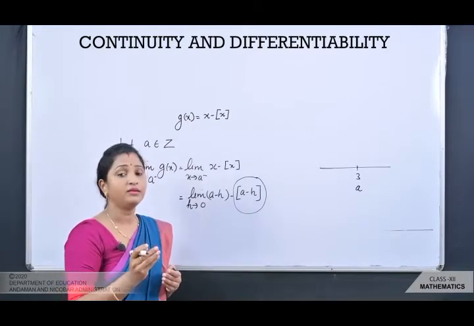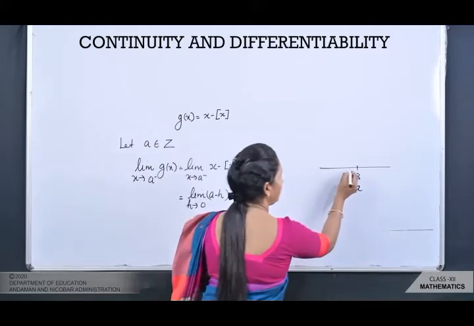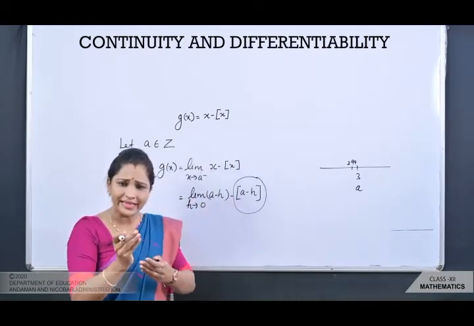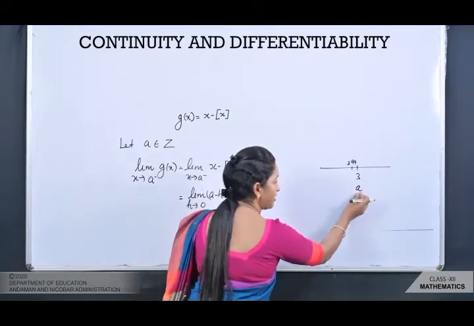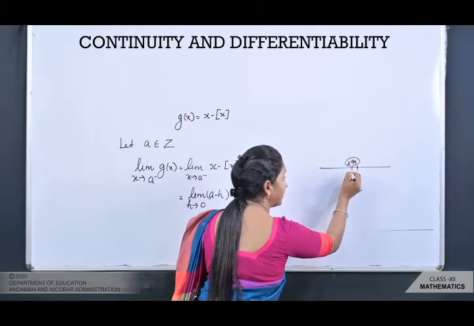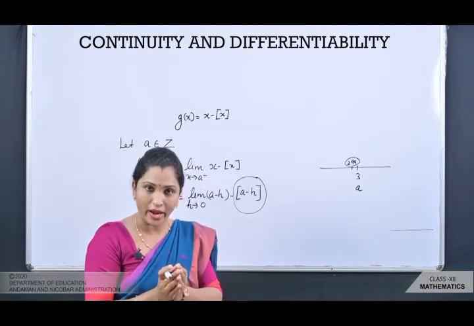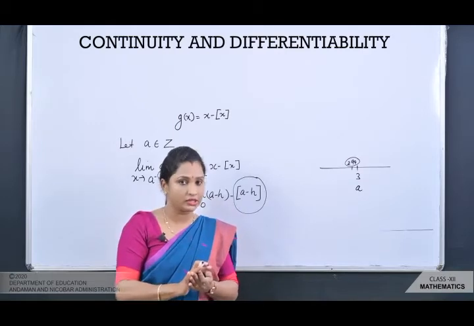I am taking a number which is slightly less than 3, let us say 2.99. Okay, I am taking a number slightly less than 3, so that is what a minus h. From a, I am subtracting 0.01 so that I am getting 2.99, and I am saying that at this point the function is continuous. Why? Because continuity का मतलब होता है कि उसके neighborhood में भी वो function continuous हो.